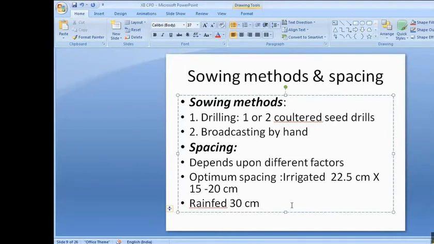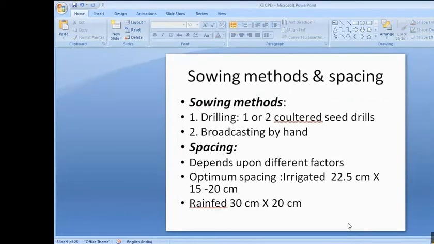In case of rain-fed wheat, it is 30 centimeter between the rows and 20 centimeter between plants. This spacing can be changed as per our need. Okay, so remember that this is an important thing. Then let us go to another slide.